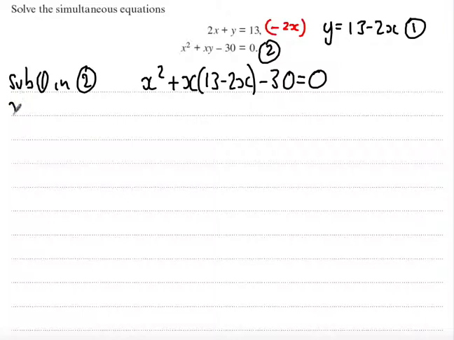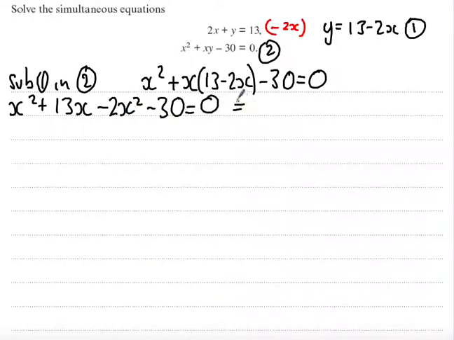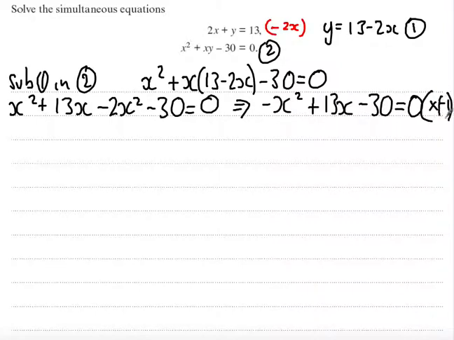So expanding the bracket, I get x squared plus 13x minus 2x squared minus 30 equals 0. And we can tidy this up so that I get minus x squared plus 13x minus 30 equals 0. I don't want to factorise with a minus x squared, so I'm going to times by minus 1 both sides of the equation, so that I get x squared minus 13x plus 30 equals 0.